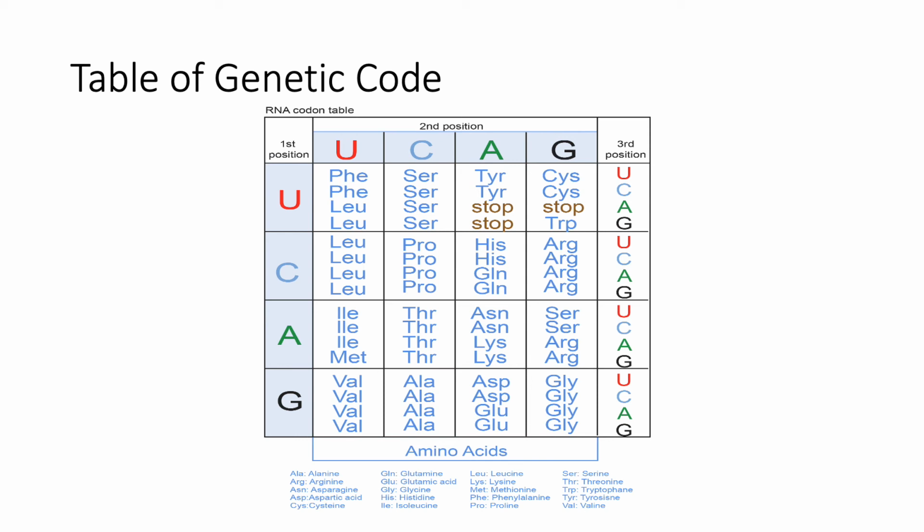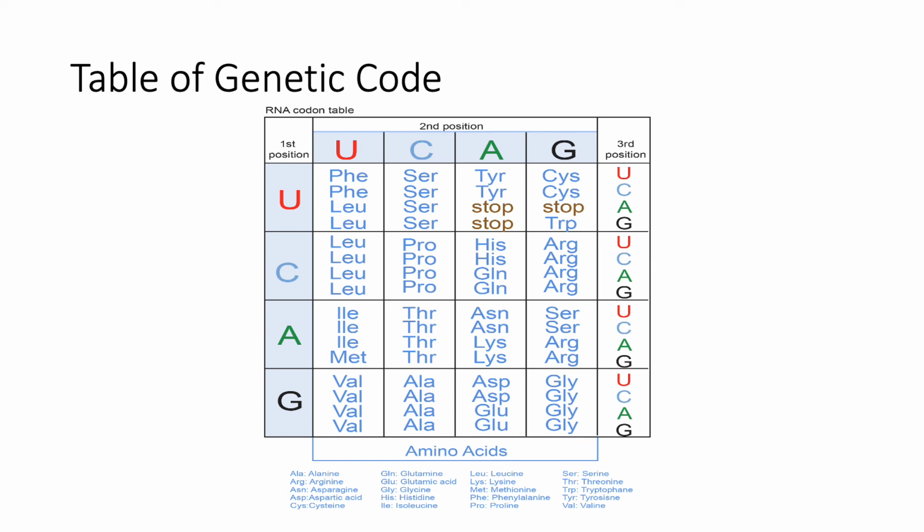UUA, UUG, leucine. CUC, CUU, CUA, CUG, all encode leucine. So many amino acids can be encoded by more than one codon. There's a redundancy because there's 64 possibilities and only 20 amino acids. And if you look at the table, you can see that all of them except for methionine are encoded by multiple codons. Proline, threonine, alanine, valine, you see that they all are.